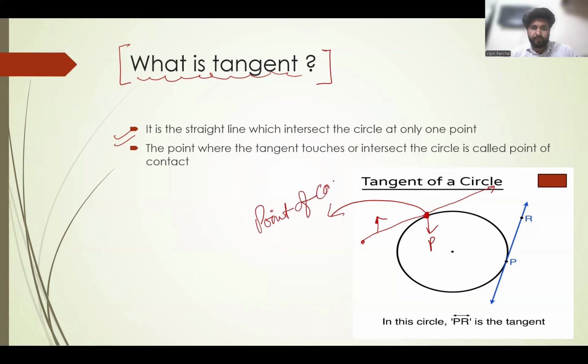Point of contact. Okay. Here there are 2 points. The point where the tangent touches the circle is called the point of contact. I already told you. Okay.